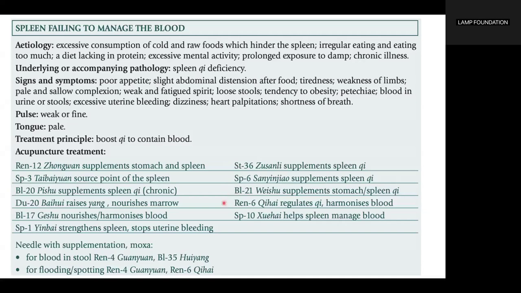REN 6 to regulate qi, harmonize blood. Spleen 10 to help spleen manage blood. We needle with supplementation and moxa. For blood in the stool, we add REN 4 and bladder 35. For flooding or spotting, we add REN 4 and REN 6. The advice given in the section on spleen qi is also relevant here.